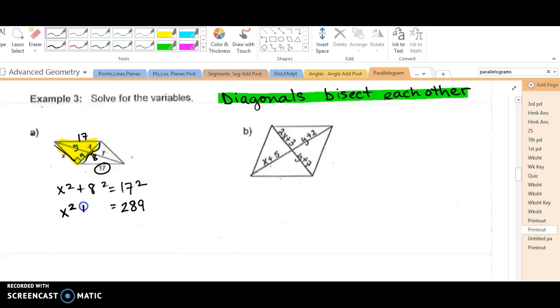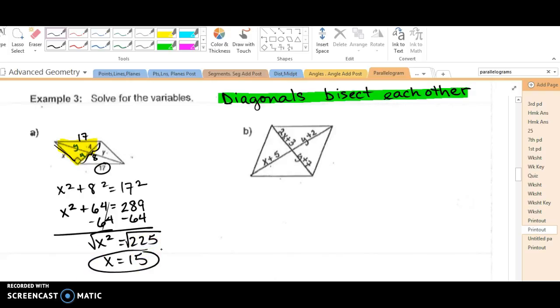Okay, so x squared plus 64 equals 289. We subtract 64 from both sides, so x squared equals 225, or x equals 15. Or perhaps you knew that because you knew an 8, 15, 17 was a Pythagorean triple. Could have saved ourselves some trouble there doing the Pythagorean theorem. Once I know that this side is 15, I know this side is 15, and that can help me to solve for y using this smaller right triangle and the Pythagorean theorem again.